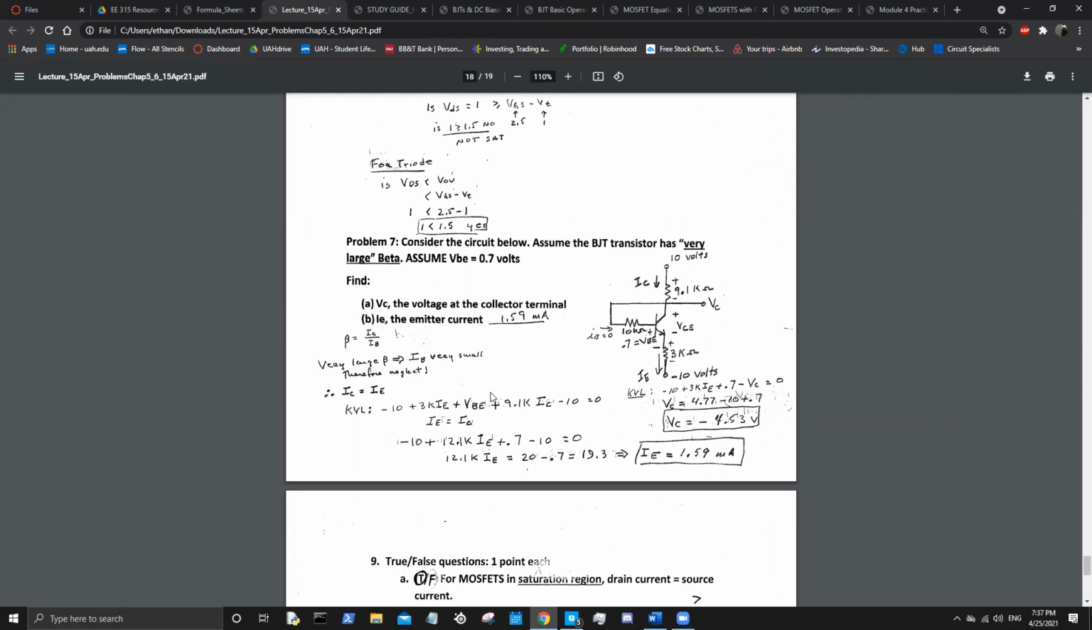So you use your KVL. So if you're starting at -10 here with KVL, that means you started here, goes up through here with IE across the 3K, goes across the VBE drop, goes across the 9.1K. Oh, so he didn't go across the base. He went across the VBE, but he didn't go into the base. He went up through and up to the collector instead. Goes across this resistance and then goes to 10 volts.